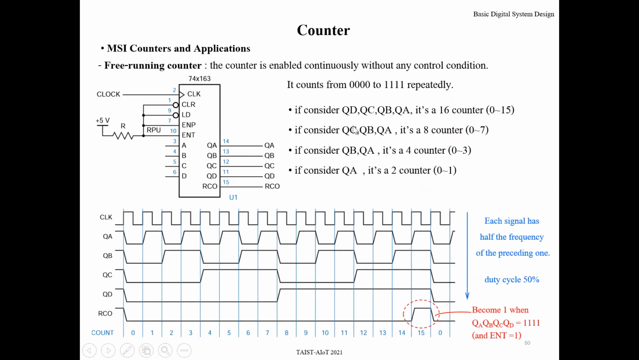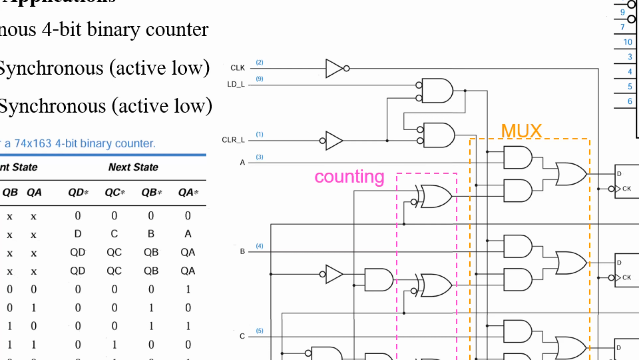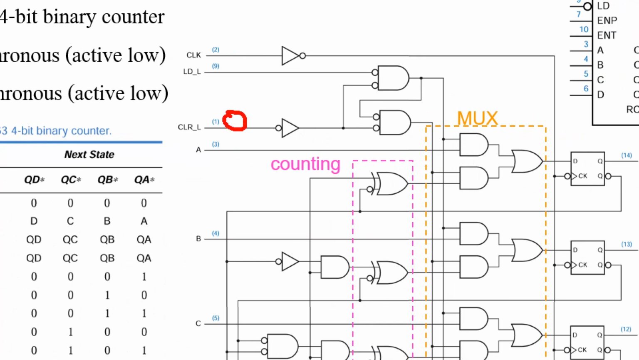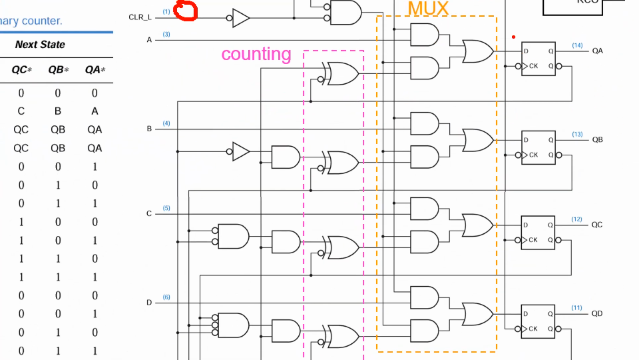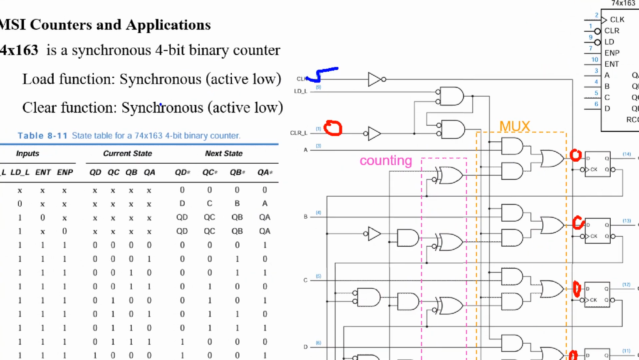For synchronous clear, when clear is active, namely when maybe we apply 0, the circuit will feed 0 0 0 0 at the data input of the flip-flops, but the outputs QD, QC, QB, QA do not become 0 suddenly. It must wait for the clock tick, right? This kind of behavior is called synchronous clear.